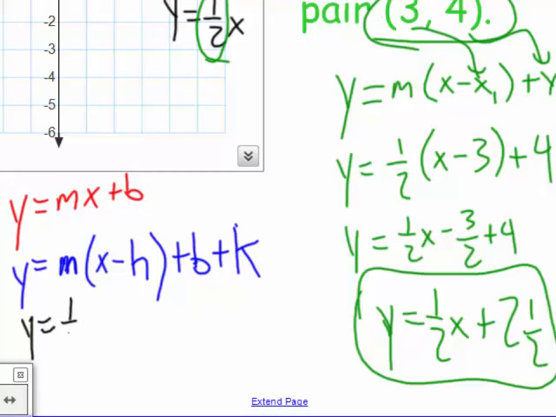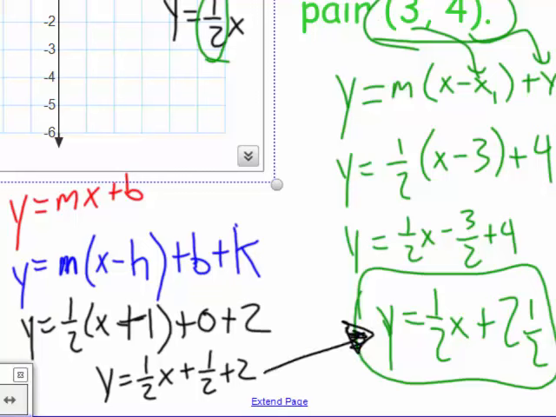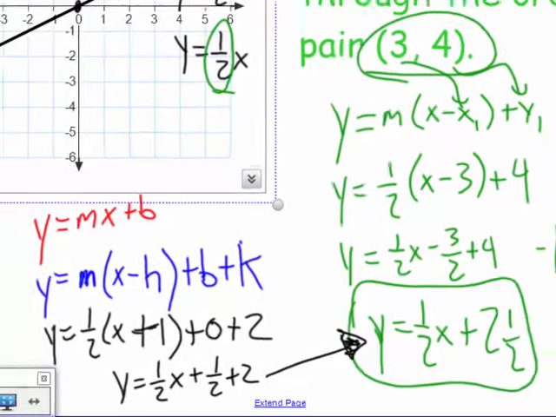So I do y equals 1/2 (x minus what moved), left 1, right? So that would be -1. So that's really x plus 1, plus my y-intercept was 0 in this one, plus k, well, it went up 2, so plus 2. And if I simplify this whole thing, I'd have y equals 1/2 x plus 1/2 plus 2. Well, what do I get? The exact same equation right here. So it works out. So it's kind of confusing how I did that, but we'll take a look at why that works in just a second.